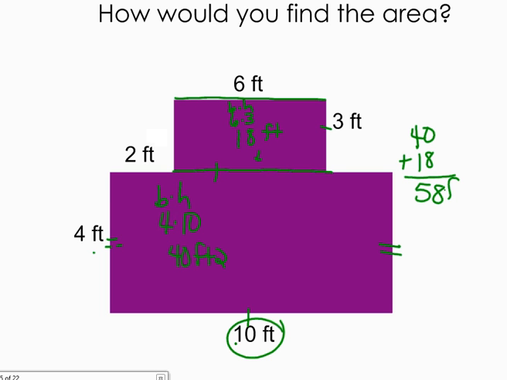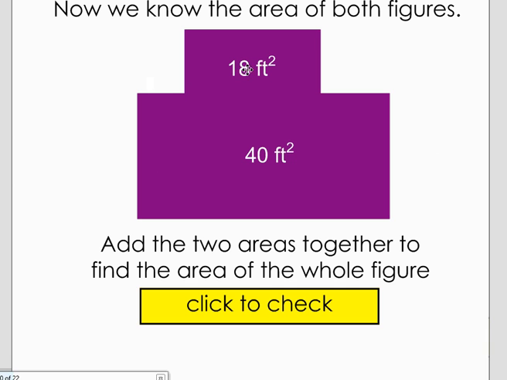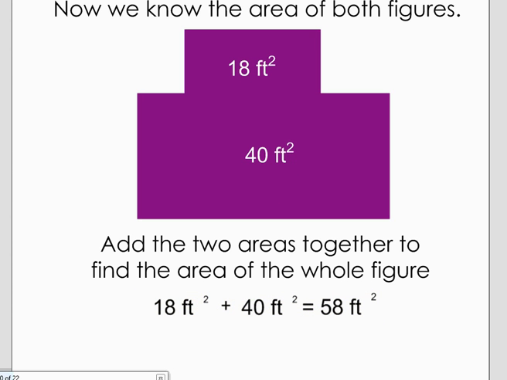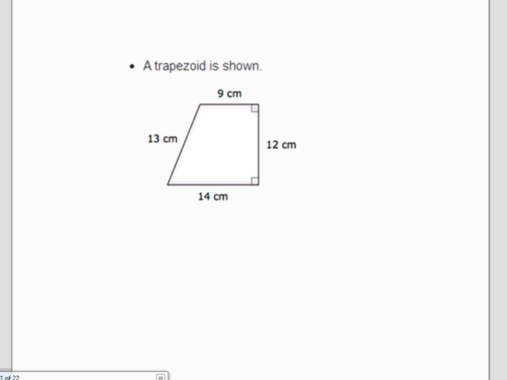58 feet squared. So once you realize you can divide the shapes up into smaller shapes, it really becomes quite easy. And if we look at our check, 18 feet by 40 feet, click back to check, 58 feet squared. Make sure you're doing the 58 feet squared. When you're finding areas, you're finding squared. All right, I want you to take a look at this one, and I want you to figure out what the area would be of this shape, and then come back and check.